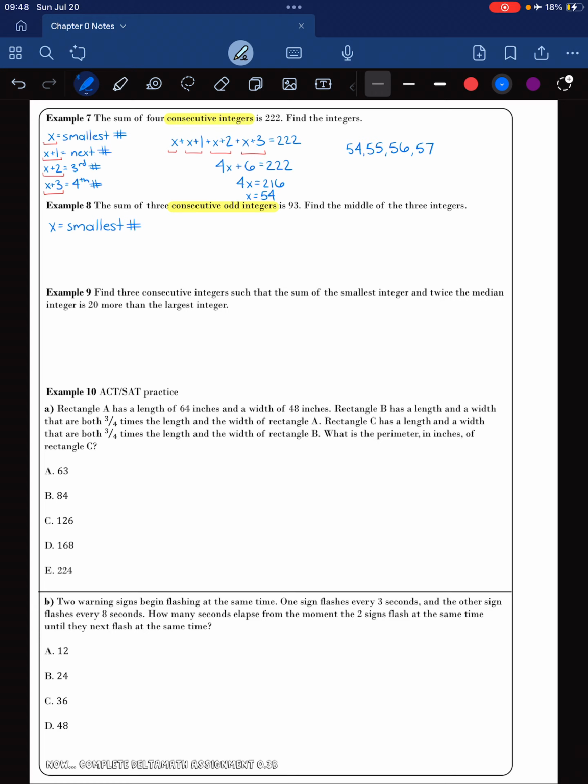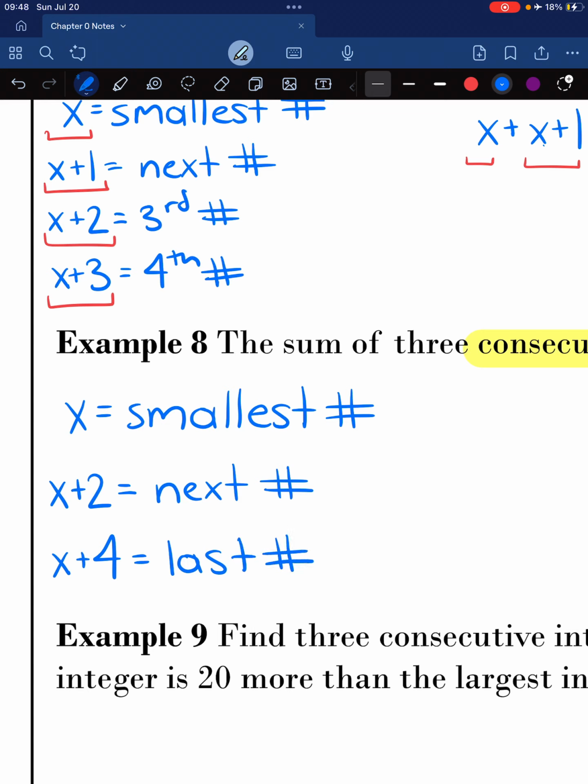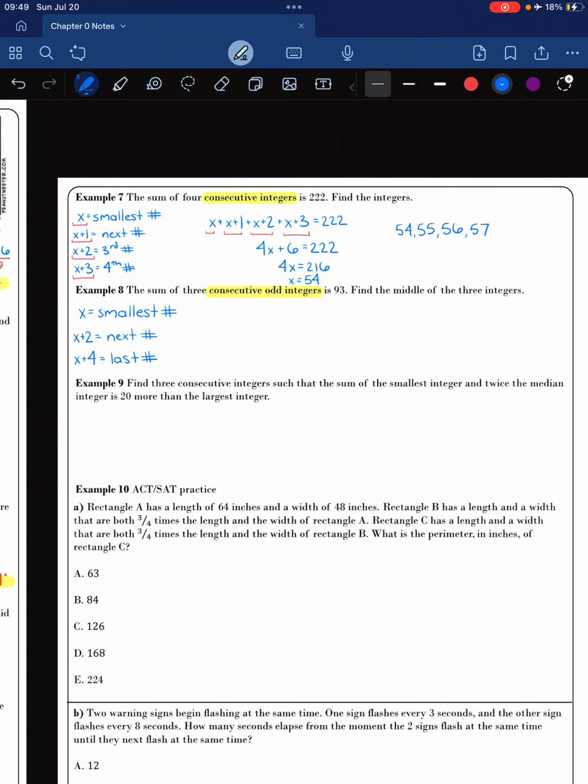So maybe my smallest number is a 7. I have to think about how far away the next odd integer is. If the smallest number is 7, the next number is going to be 9, and that's 2 away. So my next number, since it has to be odd, is going to be x plus 2, which means there are only 3 this time. My last number, or you could say biggest number, or third number, it doesn't really matter, is going to be x plus 4.